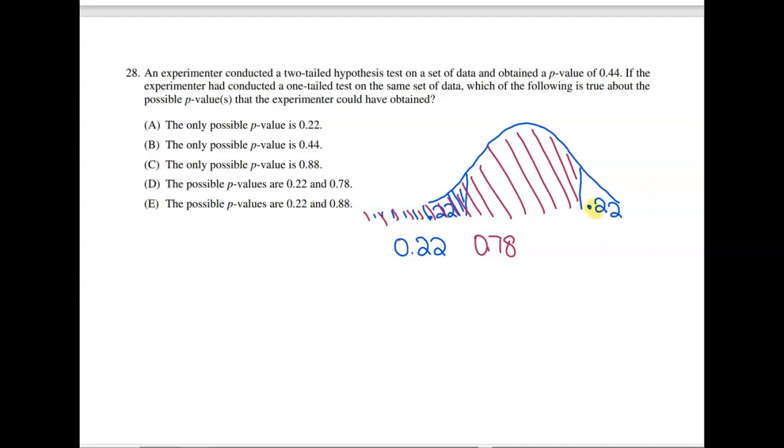And the same thing would happen if we were talking about greater than. If we had greater than, we could be looking from our positive critical value, and anything greater than that would be 0.22, or we could have anything greater than our negative critical value, which again gives us an area of 0.78. This one's a little tricky because your initial gut might have been to say the only possible solution is 0.22, but you've got to think about the fact that we have two critical values here, the negative z and the positive z. So in this case, our answer would actually be D.